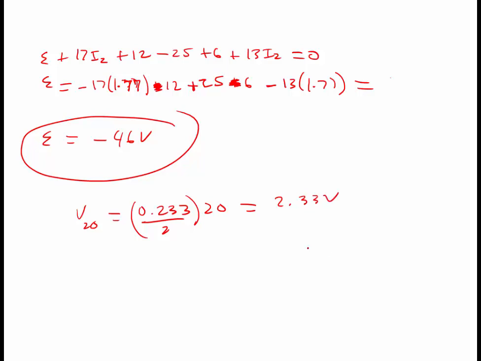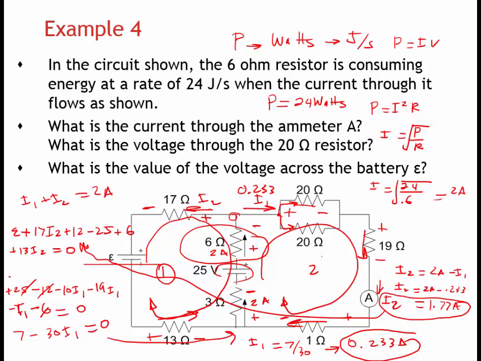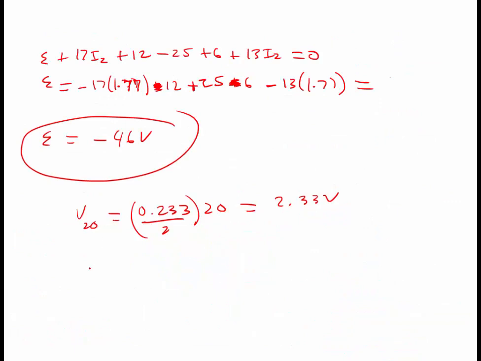Right? Now, the other way we can solve this is that if we look at these two resistors in parallel, we get the equivalent resistance as the product over the sum. Since they are exactly the same, the equivalent resistance is going to be 10 ohms, and the total current passing through it is 0.233. So we can also determine the voltage across the 20 ohms: V20 is the equivalent resistance, 10 ohms, times the total current, 0.233, to give us 2.33 volts. We get the same thing.